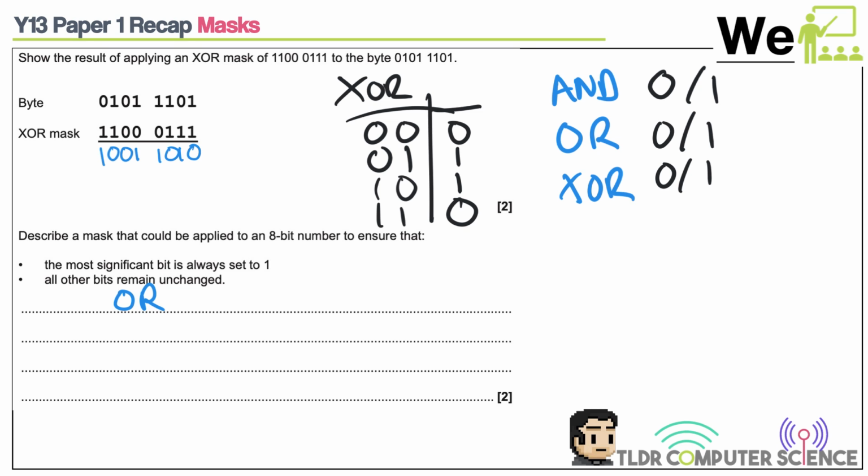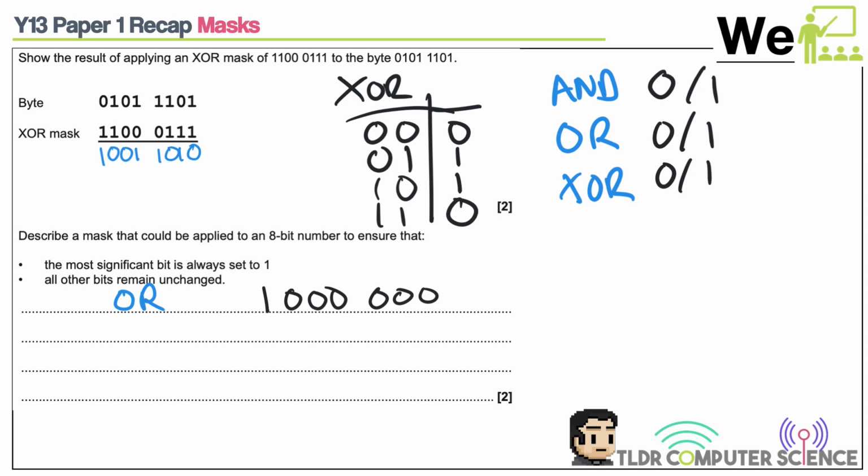And then what's it going to look like? The most significant bit is always 1, and the rest are always unchanged. So what's it going to look like? With an OR gate, the 1 in the most significant bit will be 1 no matter what the original is, and then the 0s mean the rest will be kept the same. And like I said, the other combination you can have is a question which says, for instance, the most significant bit needs to always be 0, and the rest is the same.